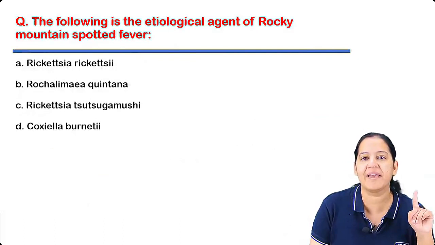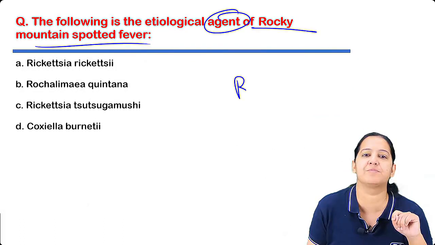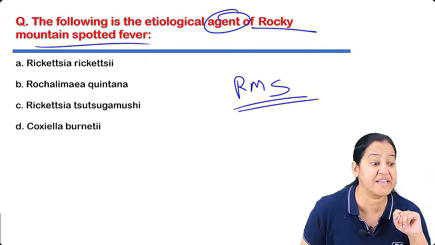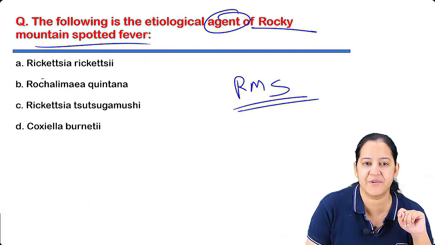The following is the agent for RMS, Rocky Mountain Spotted Fever. Rocky Mountain Spotted Fever किससे होता है? What is the agent? Is it Rickettsia rickettsii?